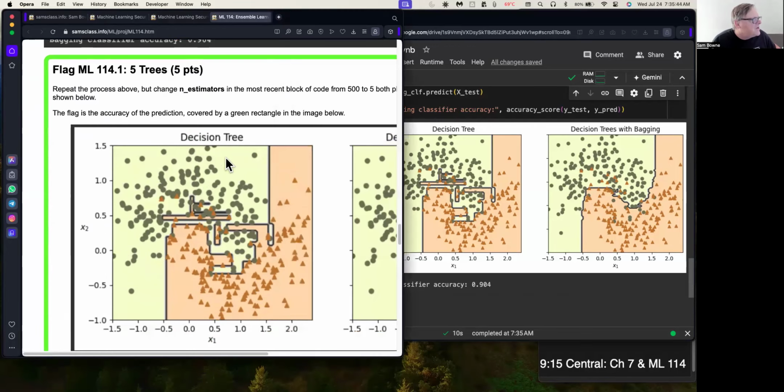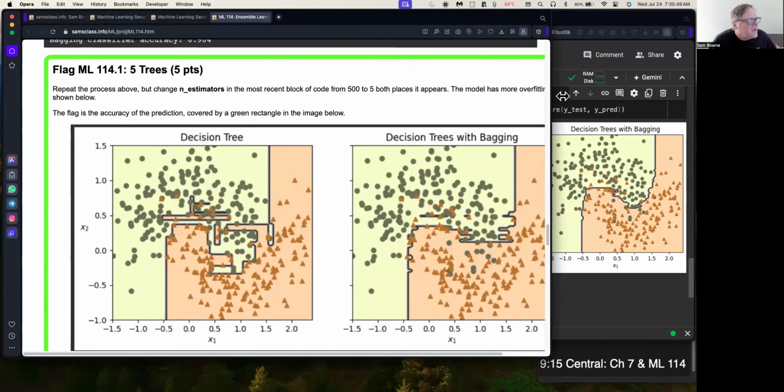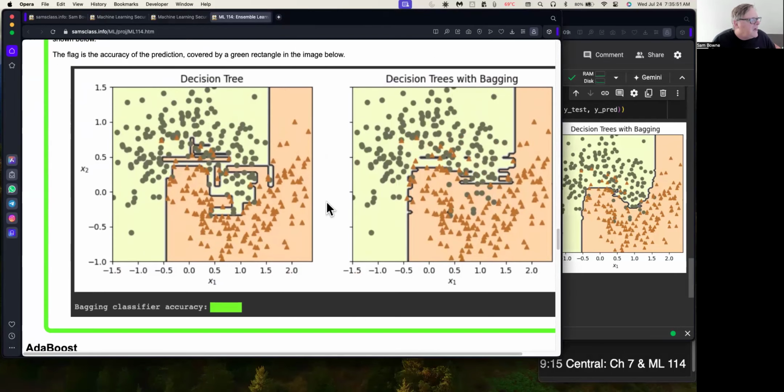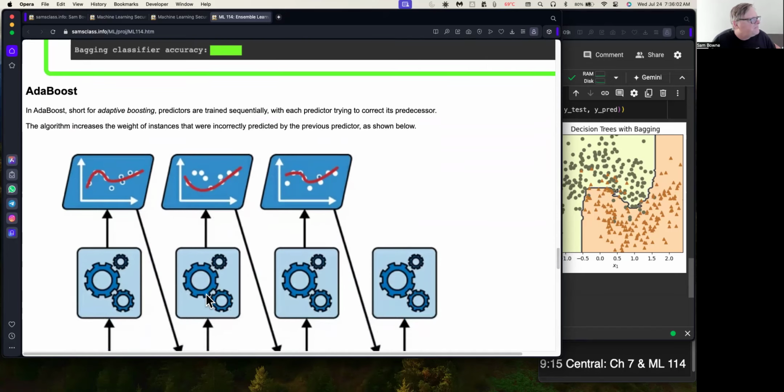All right. And so now you can make one with only 5 trees instead of 500 and see how well that works. And you'll see this is the one with only 5 trees. It's still got quite a bit of overfitting, even a disconnected region up here like that. And so you see what the accuracy is.